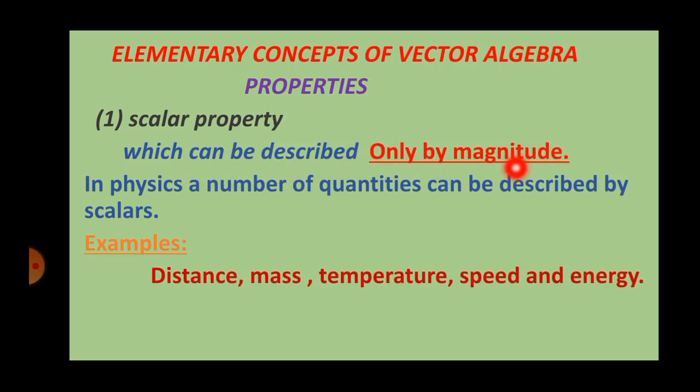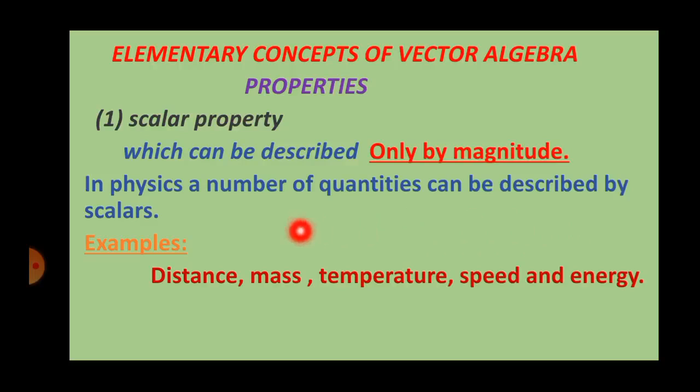Magnitude means it is denoted by a number and a unit. The number is nothing but the value, a value with a unit. Say, for example, 10 meter. 10 is the magnitude number, and meter, m, is the unit. In physics a number of quantities can be described by scalars, for example distance, mass, temperature, speed and energy.